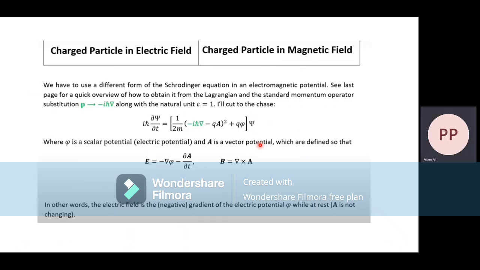I have this highlighted in green because basically we have substituted with this thing. That's why it has been highlighted in green.